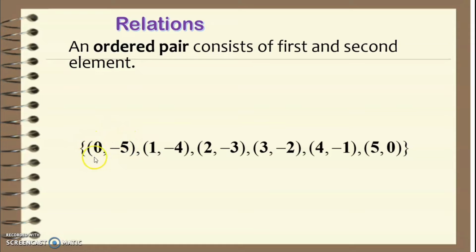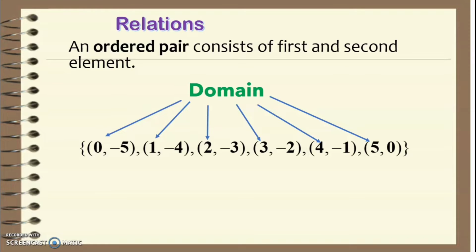Dito sa example natin na relations, set of ordered pair. First ordered pair, 0 and -5. Our first element is the 0, right? Then, second ordered pair natin, first element is 1. Third ordered pair, first element is 2. Fourth ordered pair, first element is 3. Ang fifth ordered pair natin, first element is 4. Sixth ordered pair natin, first element is 5. Itong 0, 1, 2, 3, 4, and 5 ay tinatawag natin na domain.